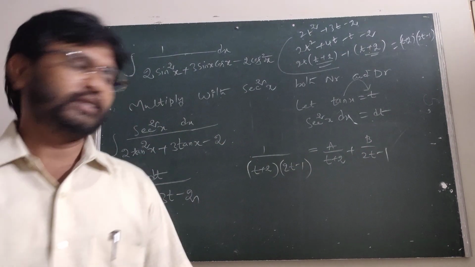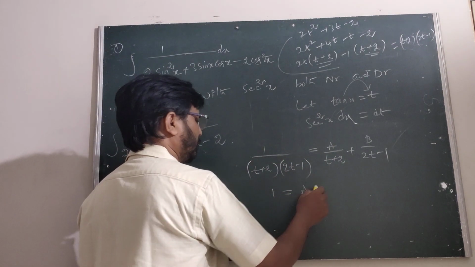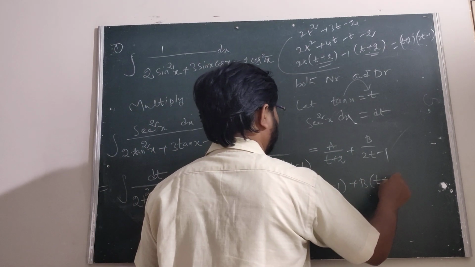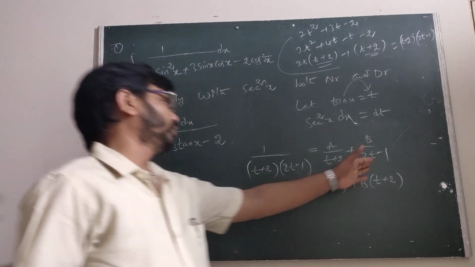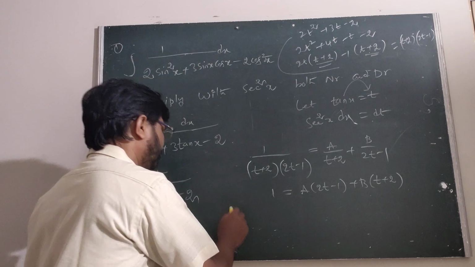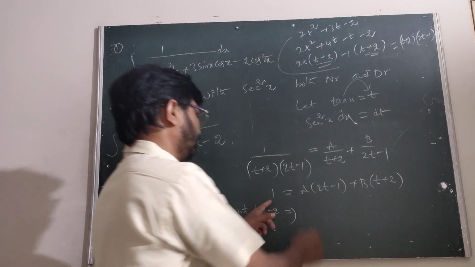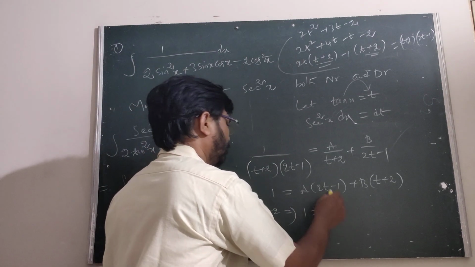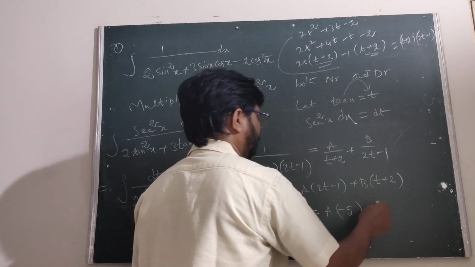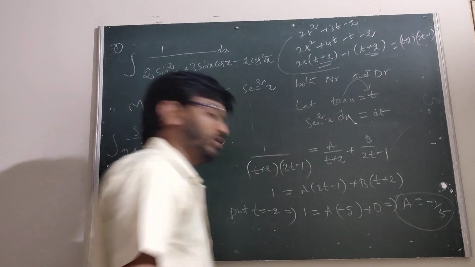How to resolve this one? Now how to find the values of a and b. Now 1 equals a into 2t minus 1 plus b into t plus 2. Is it okay? Therefore, now put t equal to minus 2. Then a into 2 into minus 2 is minus 4, minus 1 is minus 5, and the other term will be 0. Now we are getting a equal to minus 1 by 5 as the value of a.